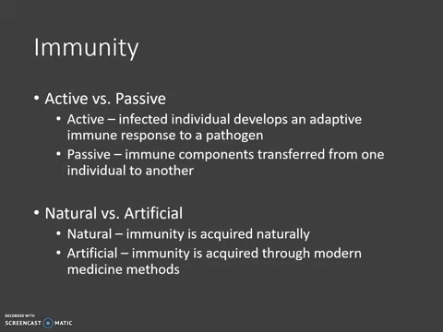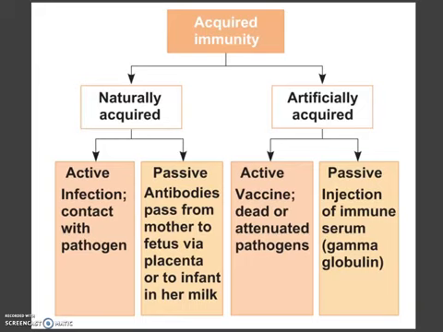Now, natural versus artificial immunity basically comes down to: is someone's body creating the immunity, or is modern medicine involved? So natural immunity is something where your body develops the immunity itself, and artificial immunity requires some sort of modern medicine technology in order to occur. So let's take a look at the interaction between these different types of immunity.